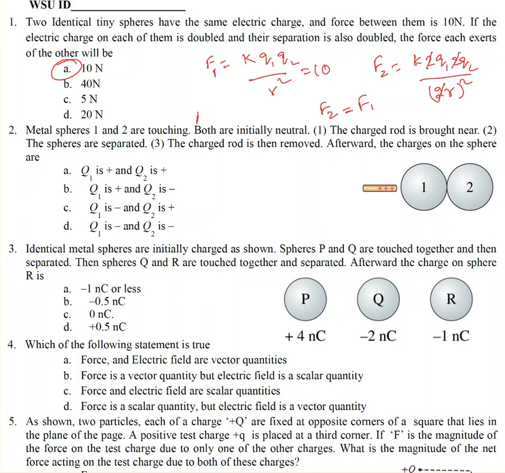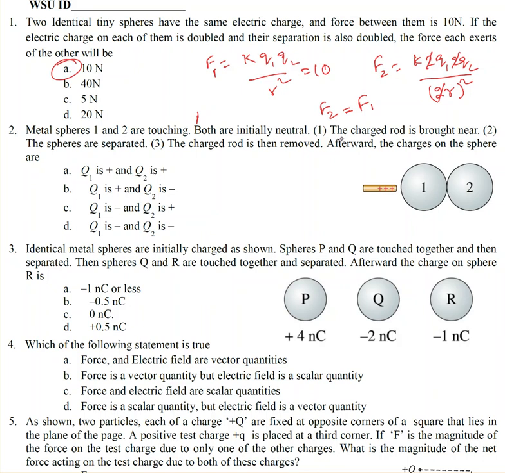Now the second question: metal spheres 1 and 2 are touching, both are initially neutral. The charged rod is brought near. The second point is the spheres are separated. The charged rod is then removed. Afterward, the charges on each sphere are?